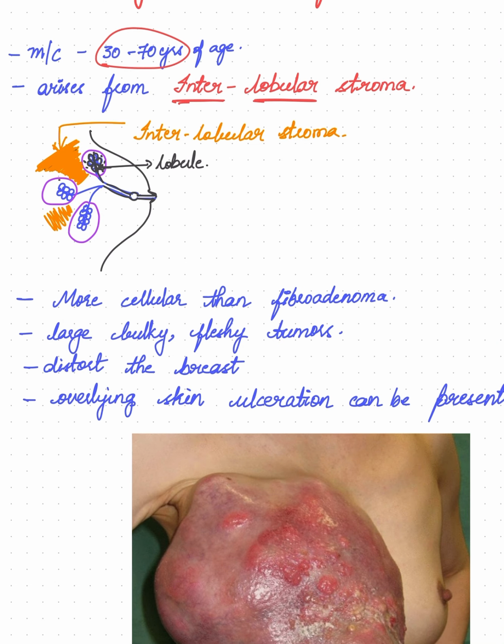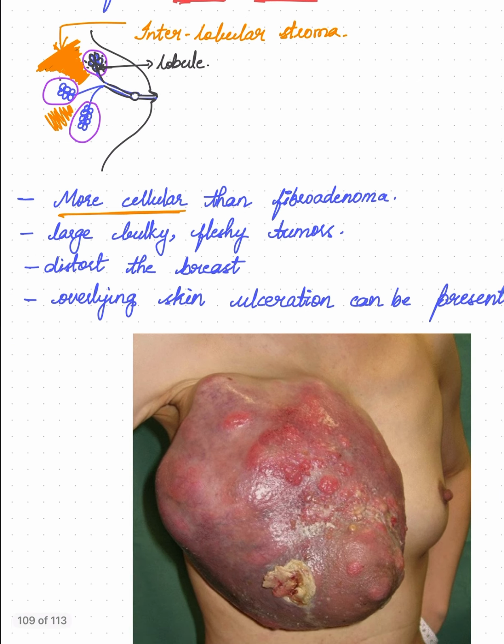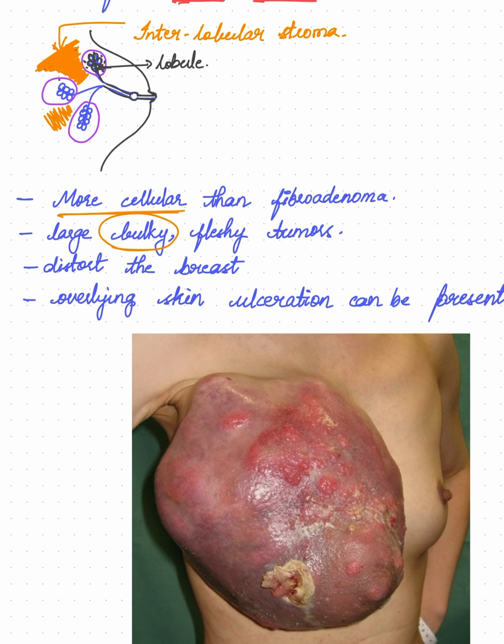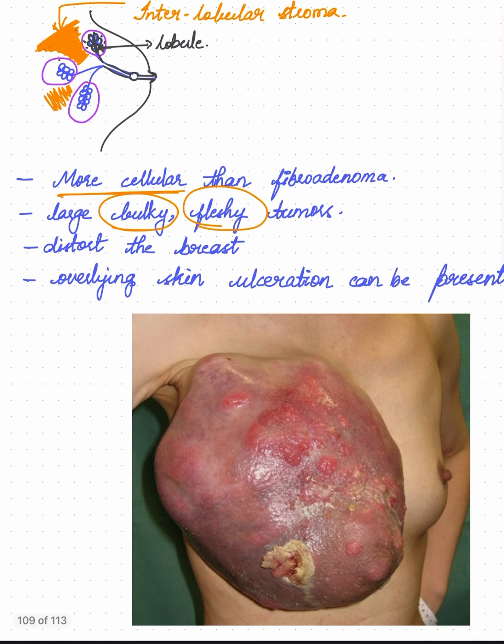This Phyllodes tumor is highly cellular. It is more cellular than the fibroadenoma, and these are large, bulky, fleshy tumors. They distort the normal breast architecture grossly. They are very distorting, and overlying skin ulcerations can also be present.